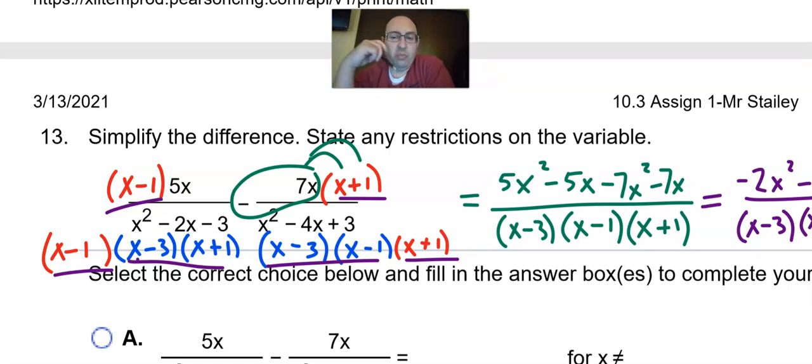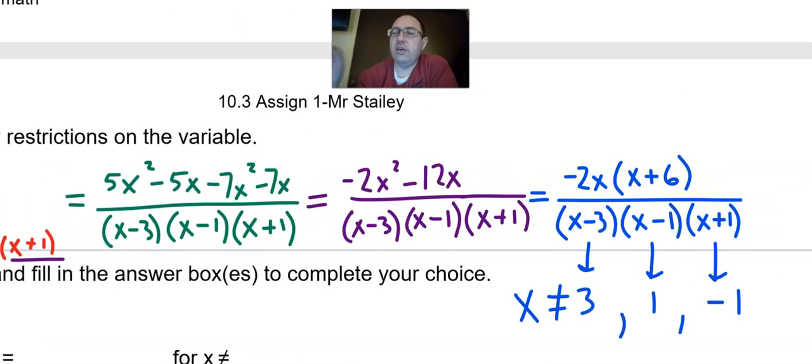So how do I get all the numerator stuff together? Well, time to distribute. 5x squared minus 5x. Now, keep in mind, this negative goes with the 7x. Lots of kids forget that, and then they make mistakes. So, minus 7x squared minus 7x. Then we can start putting things together. For instance, 5x squared and negative 7x squared is negative 2x squared.